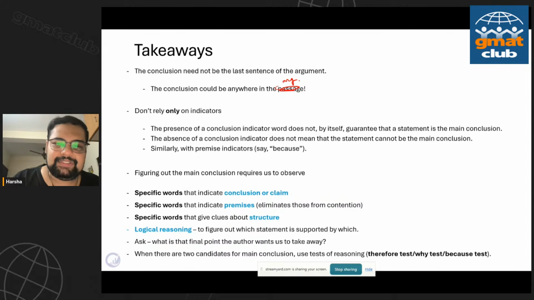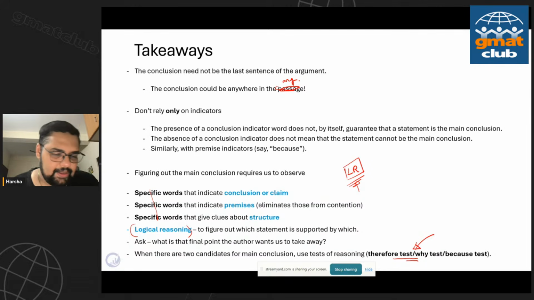In the tough cases, you will have to do some level of logical reasoning. It is a logic based test. It's not just you looking at some terms and making quick judgments, right? But yeah, there are these words that can give you some clues. There's some logical reasoning you can do. One specific type of logical reasoning we just discussed, therefore or why or because. Great. So does this test work even in the toughest of questions? Coming right up. It works, but you have to be very careful with the logic, right?